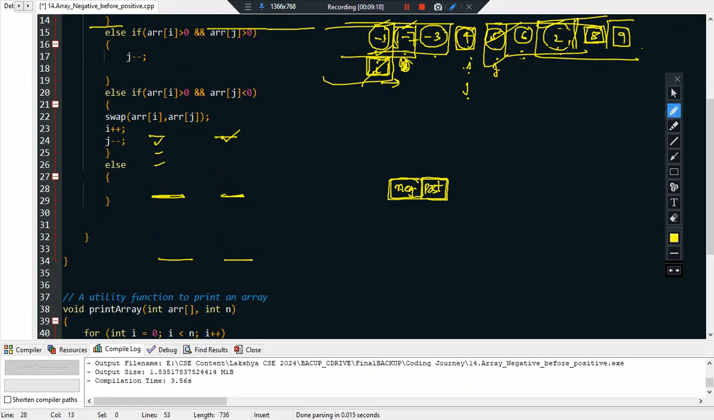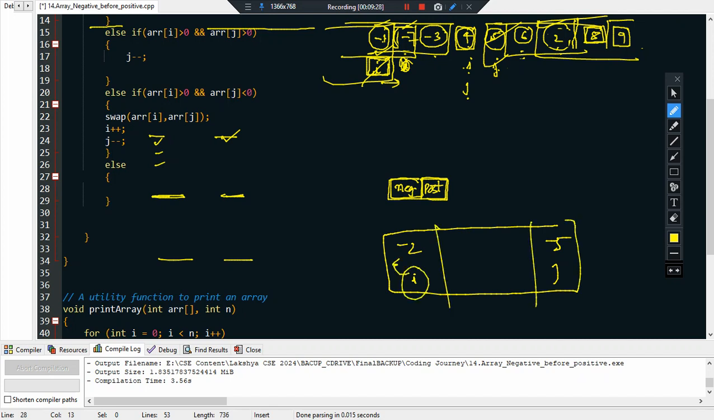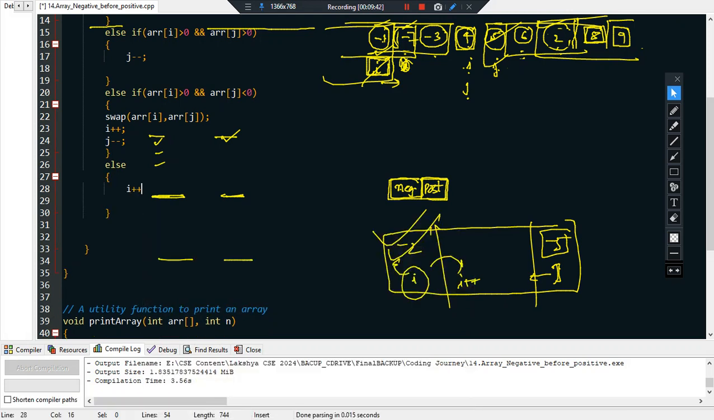So suppose -2 and here -3, -5. j is pointing to -5, i is pointing to -2. Now in this particular case, suppose what will happen? We know that i should actually point to a negative element only, so it is in the correct position. It will validate this. So i will move next, so i plus plus. But j actually is expecting a positive number here, so this will not move ahead until it gets a positive number here. Getting the point? So for this particular situation, we'll say else only i plus plus, right?